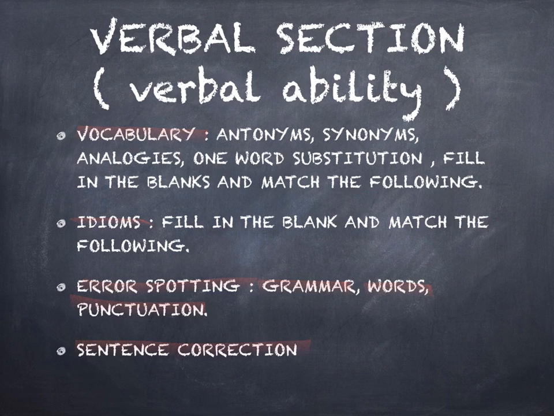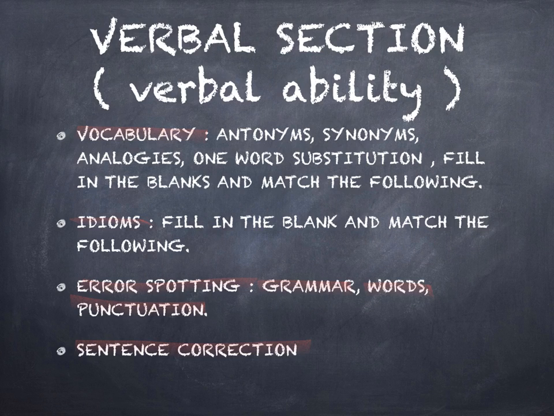And of course, the difference between error spotting and sentence correction is this: in error spotting you have to find that part of the sentence which has the error. That means, let's say a sentence is divided in 4 parts, A, B, C, D, you do not have to correct it. You just need to find that part of the sentence which has the error. For example, in the B part of the sentence you found an error, so your answer is option B. But in sentence correction, you're going to get options. The highlighted or the underlined part is going to give you options. Now you have to find out which option can replace that highlighted or underlined part. So it's a small difference.